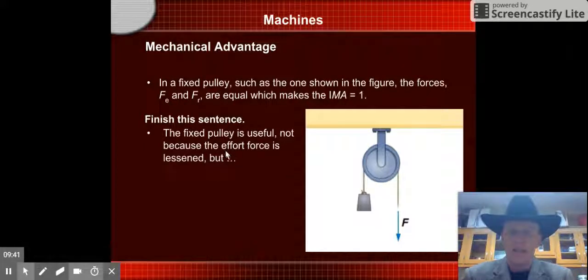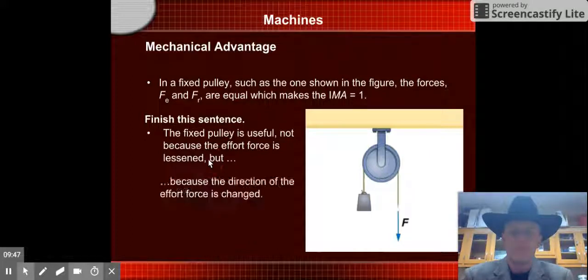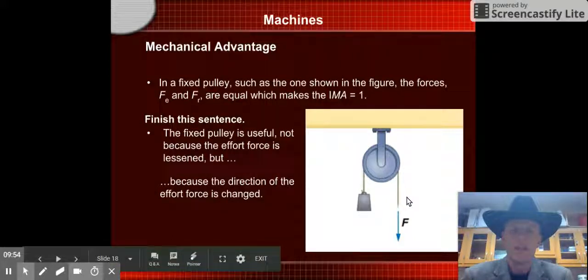So finish this sentence. The fixed pulley system is useful not because the effort force is lessened, but because the direction of the effort force is changed. You can use your body weight to jump up and grab a hold of that rope and pull that weight up.